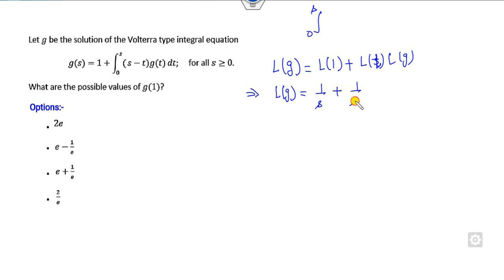Laplace of t is 1 by s square. Laplace of g: I can take this Laplace of g here. So this is s square minus 1 over s square times the Laplace of g, equal to 1 by s. So can you find the value of g?